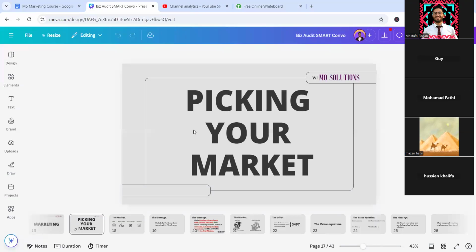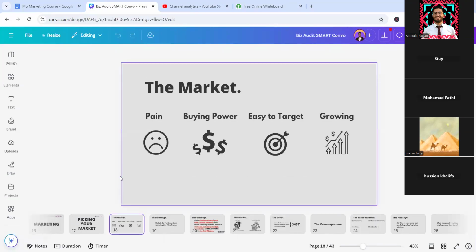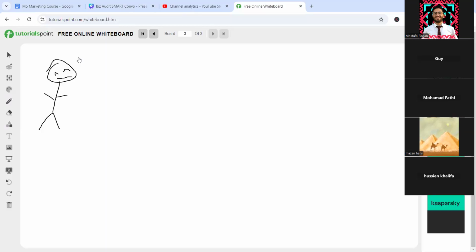Because if you remember, in the definition of the ideal market, they have to have a pain, they have to have buying power, they should be easy to target, and they should be growing, right? And part of the definition of easy to target is that they are easily found online. So if we get back to what we mentioned, the gym owner as an example, let's say this guy right here is a gym owner. All right.